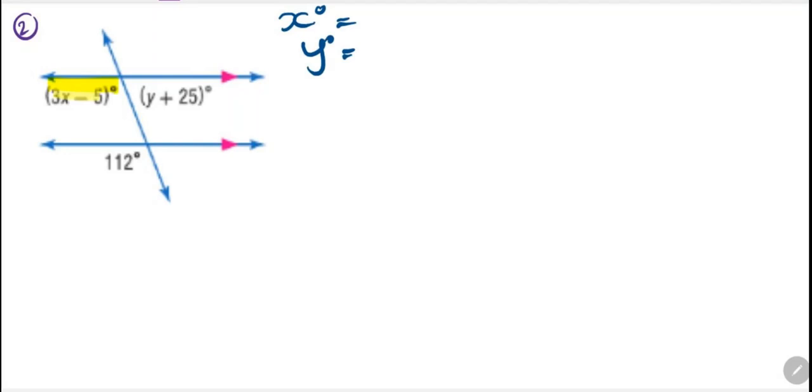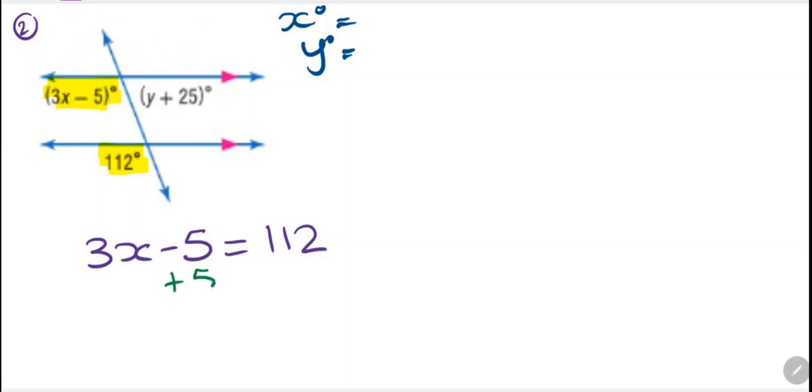So if we look at what we know, this angle here and this angle here are corresponding, so it means they're equal. So this time, to find x, 3x minus 5 is an equal angle. So they're corresponding and they're congruent, so they're equal. I'm going to add 5 to both sides. So we have 3x is 117. And then I'm going to divide both sides by 3.